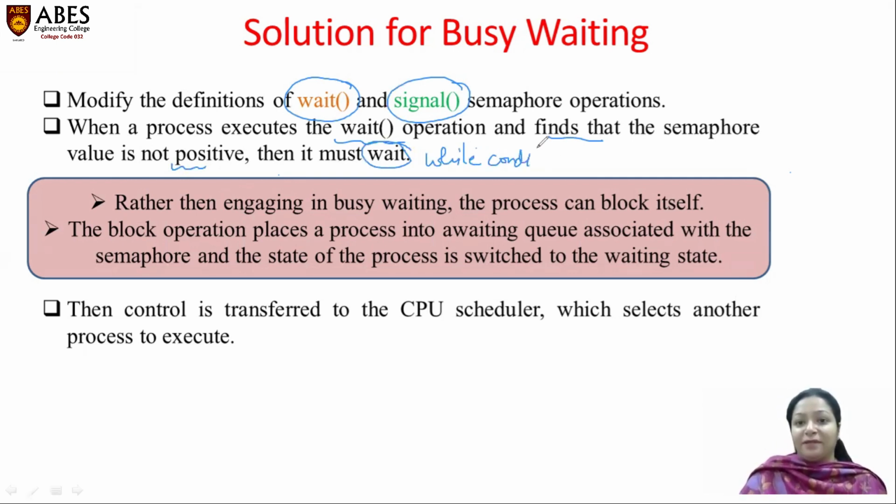As long as the process gets true in the while condition, it will keep spinning in the while condition and keep waiting. So what solution can we have? Rather than engaging in busy waiting, meaning the process continuously spinning in the while condition, what can we do? We can block the process, right?